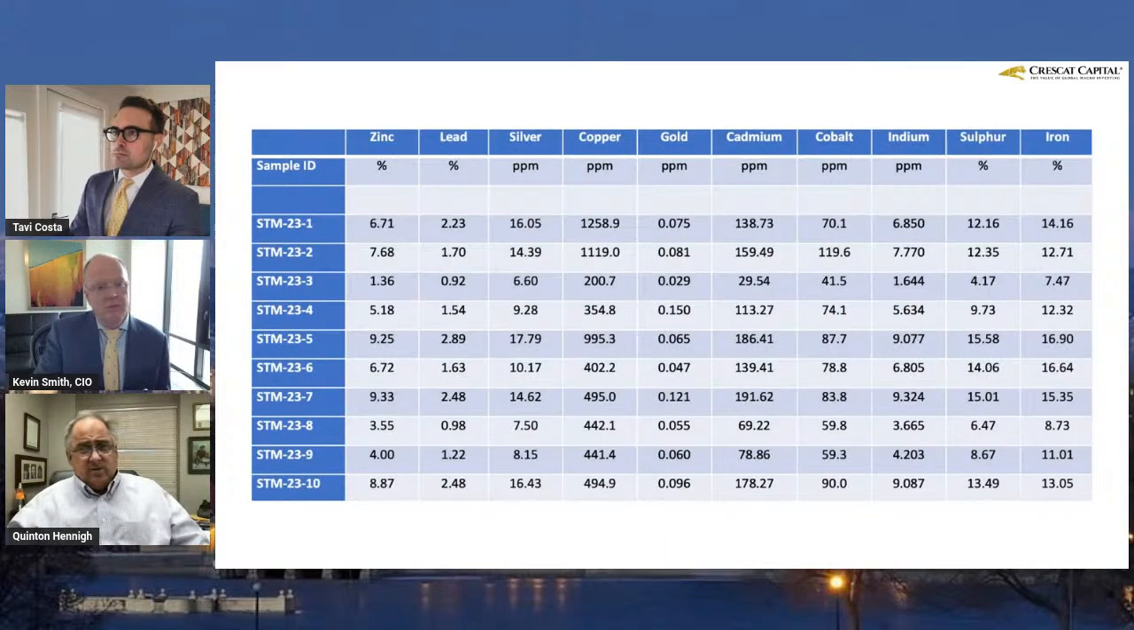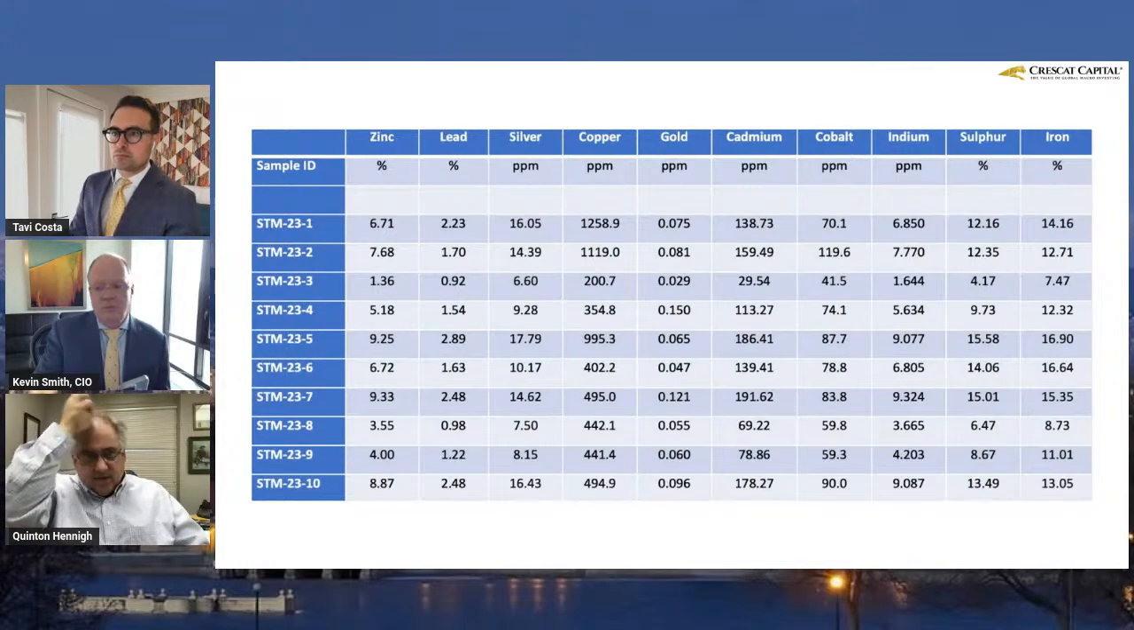Here's a spectrum of assays from the property that they've collected. I think this includes mostly talus samples. Maybe it includes some of those outcrop samples. But it's typical grades that you see for Sullivan. I showed you the grades earlier, 5.7% zinc, 6.x% lead. Look at the numbers over here.